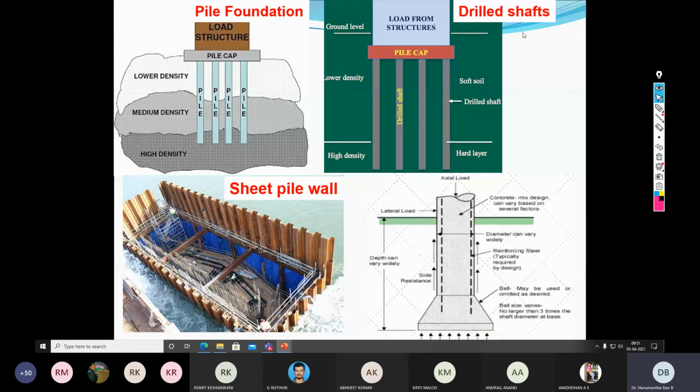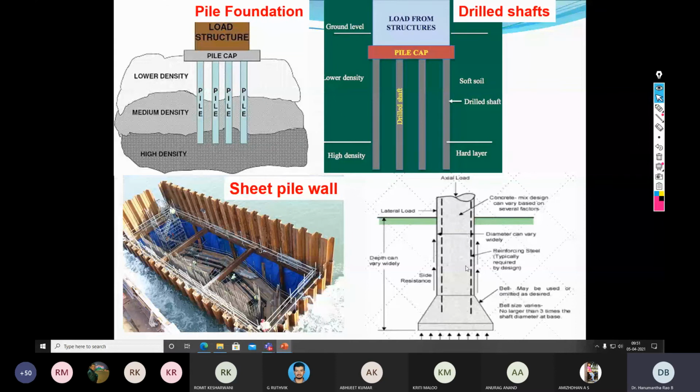Now alternatively, a drilled shaft means the bottom of the pile is inserted into the hard stratum. Sir, pile cap is like a mat. It is like a mat, correct. Oh, okay, sir. Yeah, it is a mat.